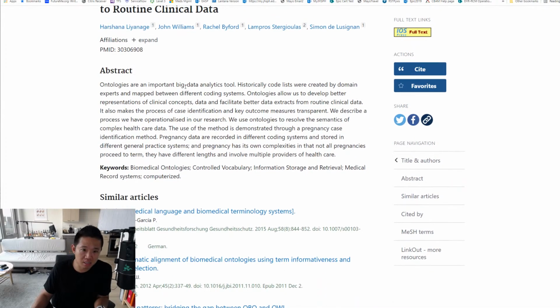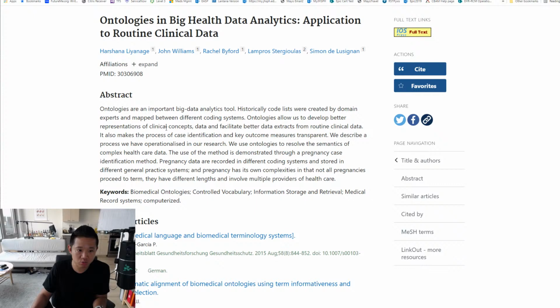Ontologies are an important big data analytics tool. Historically, code lists were created by domain experts and map between different coding systems. Ontology allows us to develop better representations of clinical concepts and data, and facilitates better data extracts from routine clinical data. It also makes the process of case identification and key outcome measures transparent. We describe a process we have operationalized in our research. We use ontologies to resolve the semantics of complex healthcare data. The use of the method is demonstrated through a pregnancy case identification method. Pregnancy data is recorded in different coding systems and stored in different general practice systems, and pregnancy has its own complexities, in that not all pregnancies proceed to term. They have different lengths and involve multiple providers.